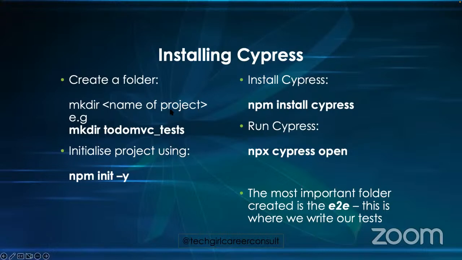So to install Cypress, you open up your terminal or your command prompt on your laptop, and you navigate to the folder where you want your project to be stored. Usually if you're using Windows, it's going to be in your C drive. If you're using a Mac, it's going to be in your documents or your downloads or just your desktop or anything like that.